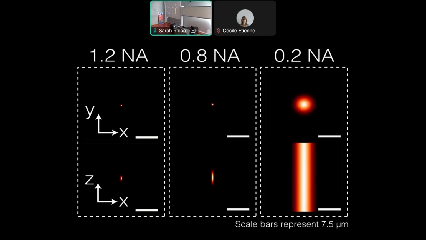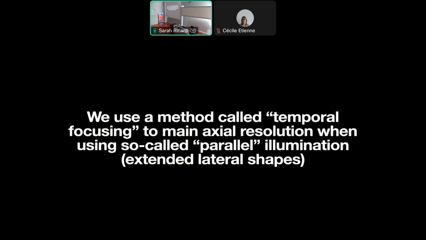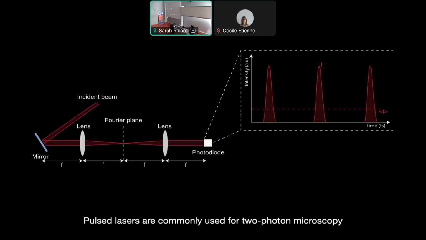So we had to come up with an approach in order to overcome this problem. And the approach that was used was also taken from a different discipline. So we use a method called temporal focusing. For two-photon excitation, basically we use pulsed lasers in order to deliver the high peak intensities that we need in order to increase the probability that we'll get a two-photon excitation event in our process. So if you were to place a photodiode here, you would see these pulses arriving.